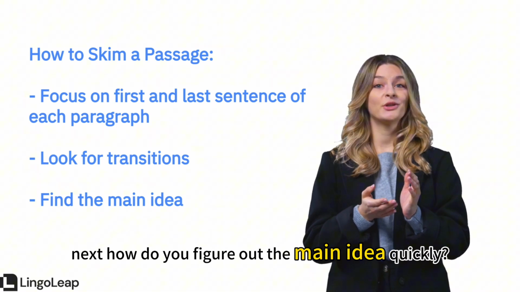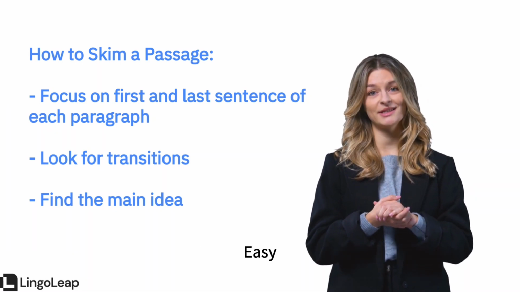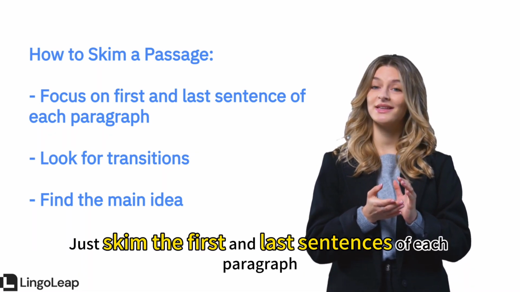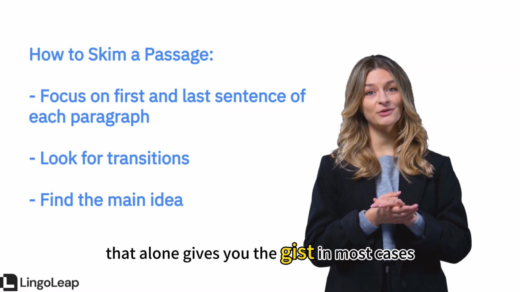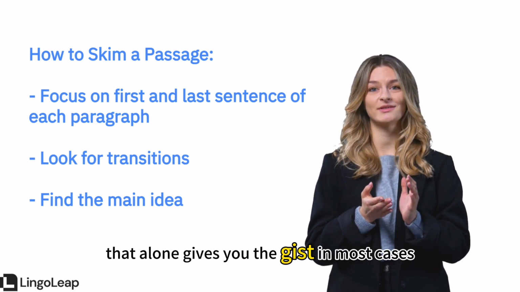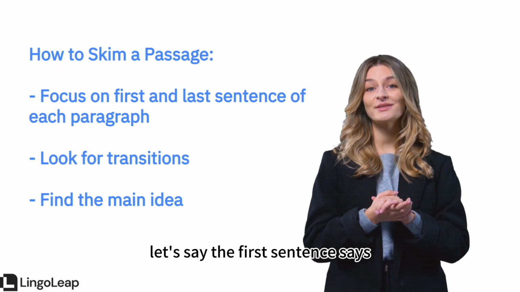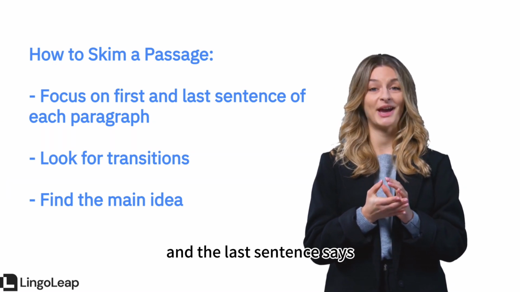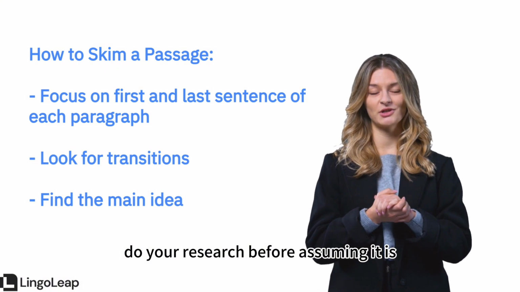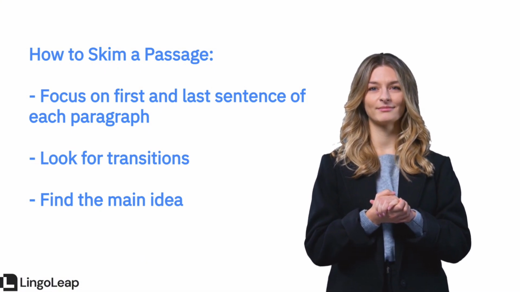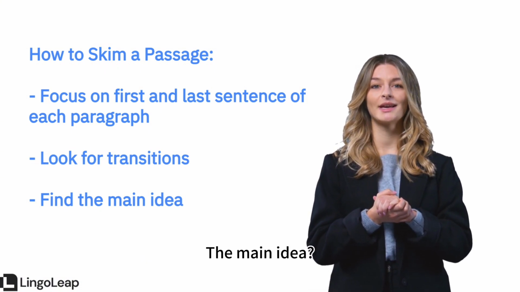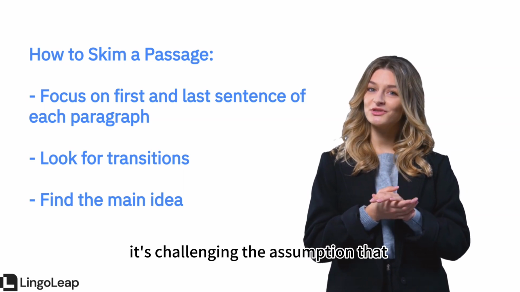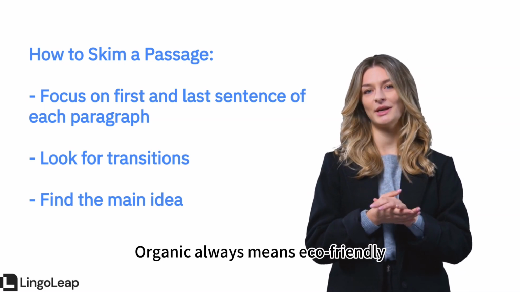Next, how do you figure out the main idea quickly? Easy. Just skim the first and last sentences of each paragraph. That alone gives you the gist in most cases. Let's say the first sentence says, just because something is organic doesn't mean it's eco-friendly, and the last sentence says, do your research before assuming it is. Boom. The main idea? It's challenging the assumption that organic always means eco-friendly.